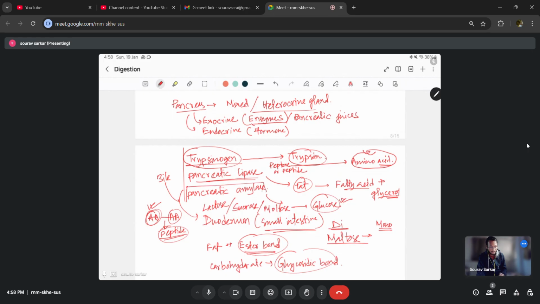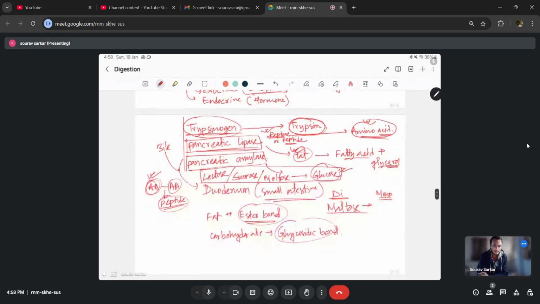So pancreatic amylase will help in the breakdown of carbohydrate, pancreatic lipase will help in the breakdown of fat, and trypsinogen, that is the inactive form of an enzyme, will get activated and will break down partially digested protein, that is peptide or peptone, into amino acid, okay. So these are the portions of complete digestion by digestive juices.